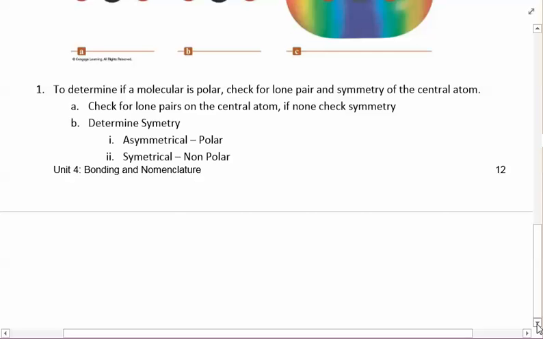First off, if there's a lone pair on your central atom, it's going to be polar. So if we drew the Lewis structure of carbon dioxide, our central atom is our carbon. There are no lone pairs there. But something like water has lone pairs. So that's the first step.